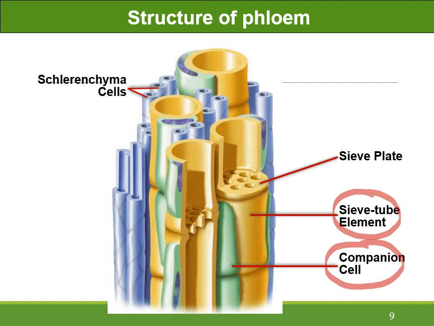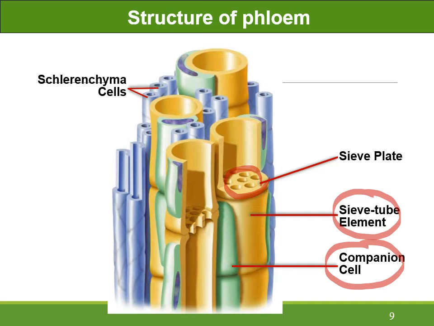The sieve tube consists of living cells arranged end to end to form cylindrical tubes. The sieve cells are separated from one another by perforated discs called sieve plates. This perforation allows cytoplasm to flow from one sieve tube to the next in the form of cytoplasmic strands.